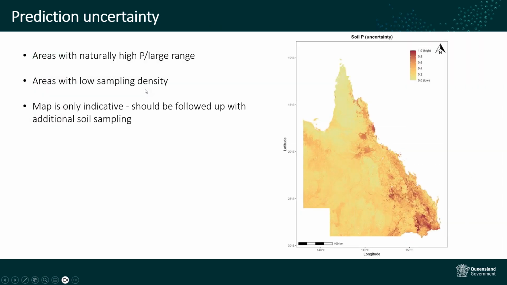And just to finish off before I pass it to Grant to show the new fancy reports: the prediction uncertainty, which will come with the reports as well. Areas with naturally high phosphorus levels, or that have a very large range, will generally have a high uncertainty. And areas with low sampling density will also have a high uncertainty, as there isn't much confidence in those predictions. And just to note that these maps are only indicative of what the soil phosphorus levels might be.